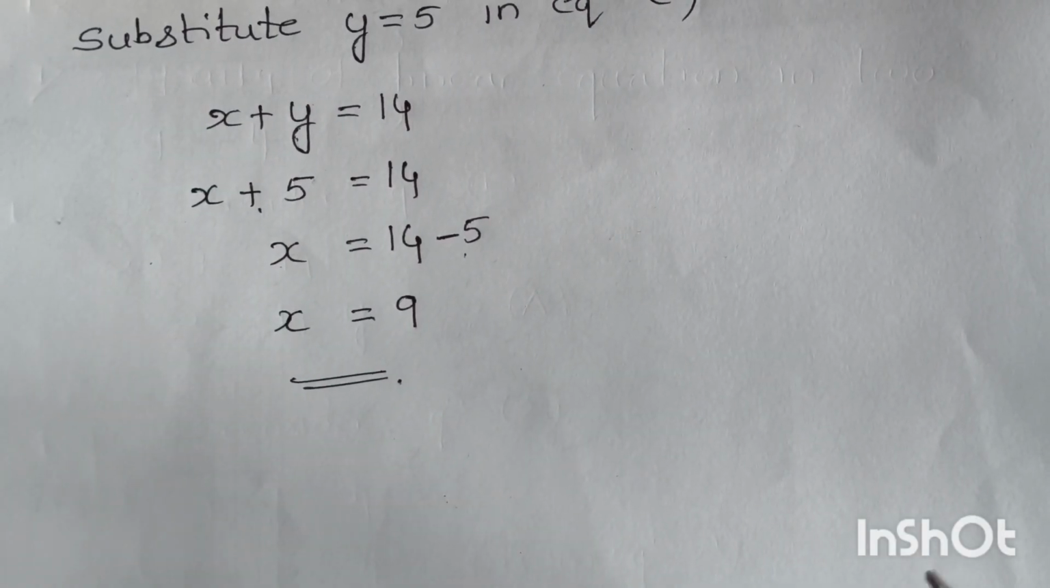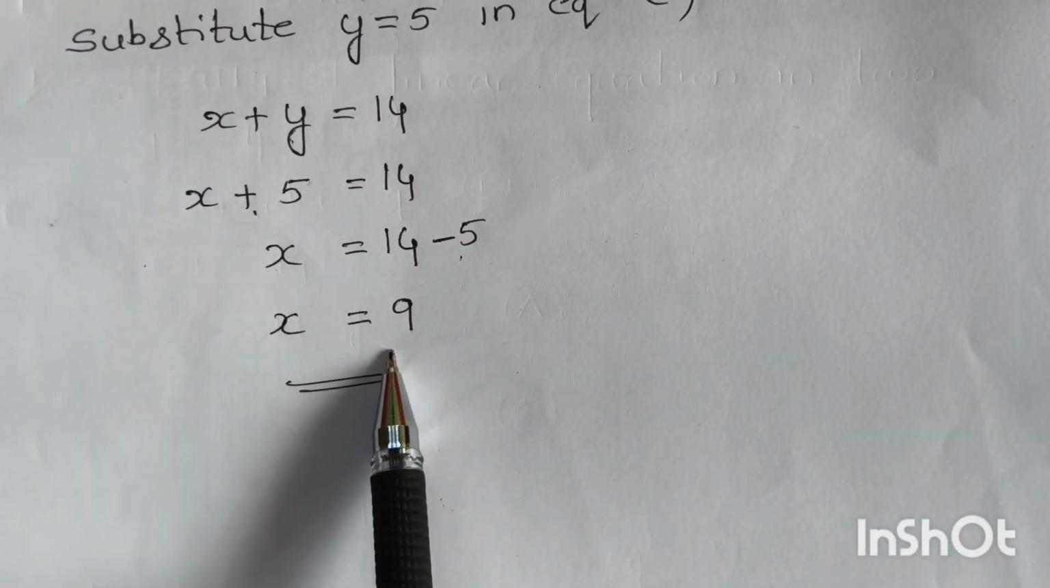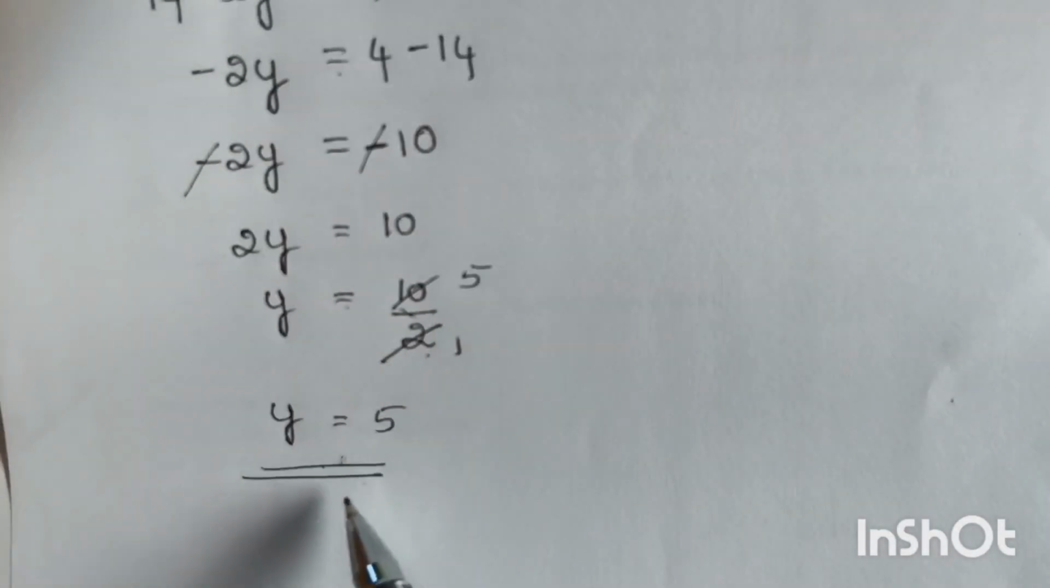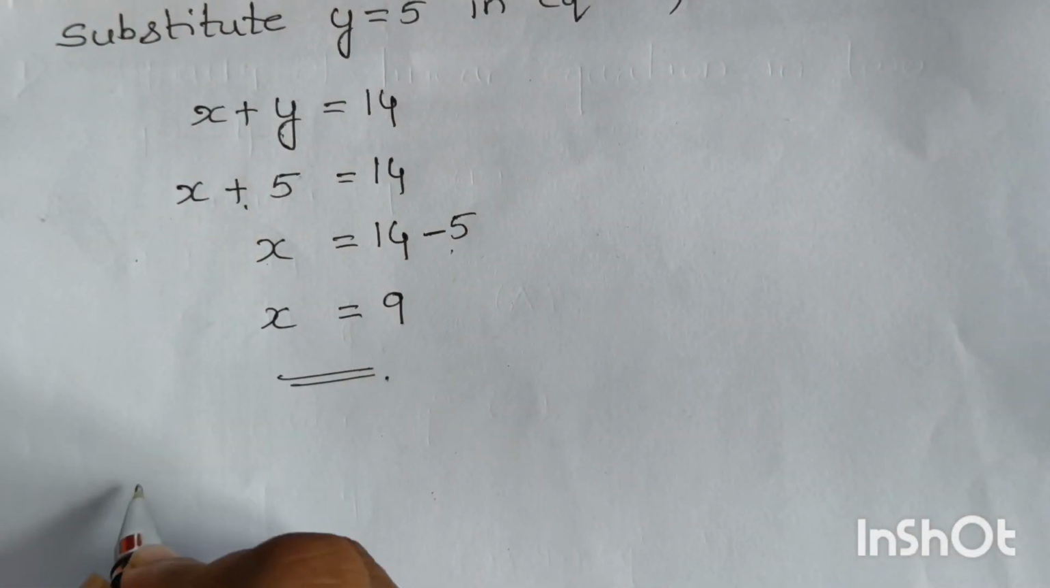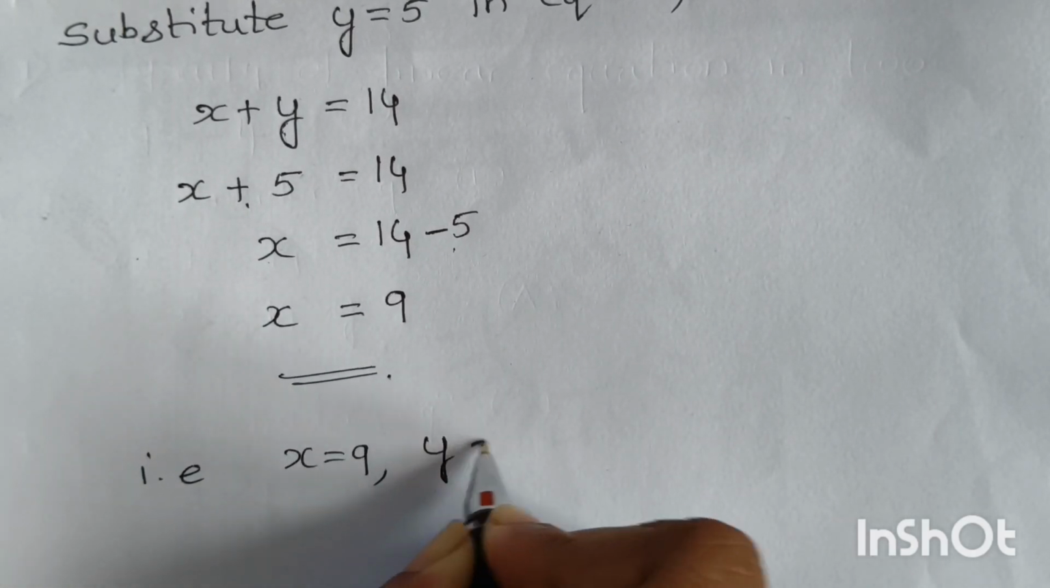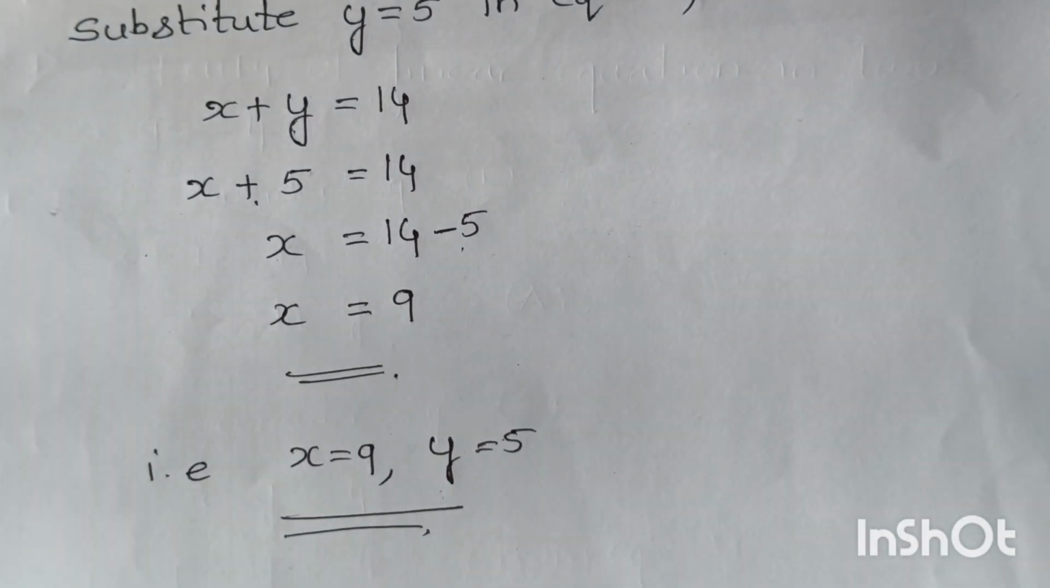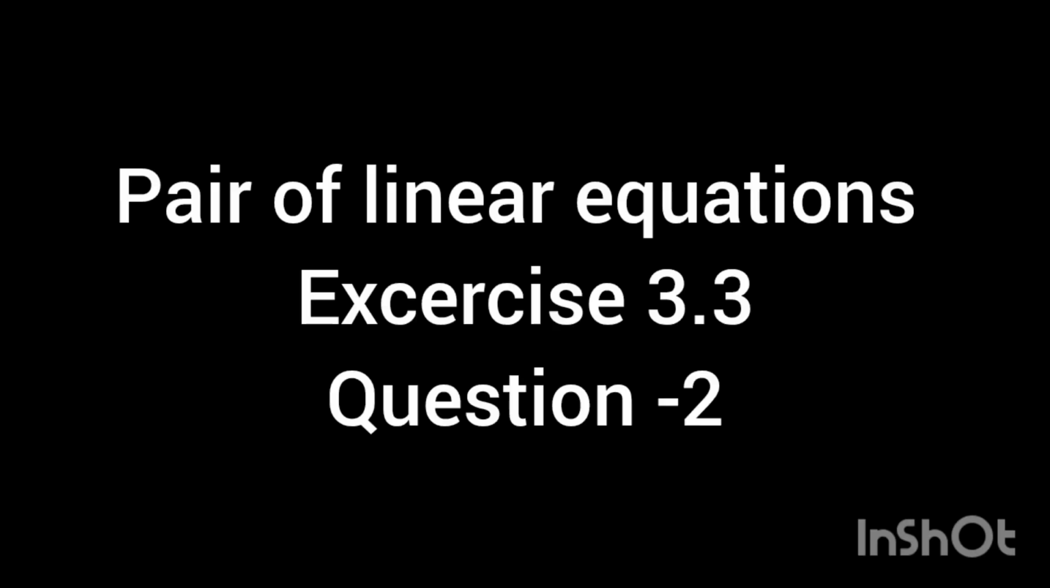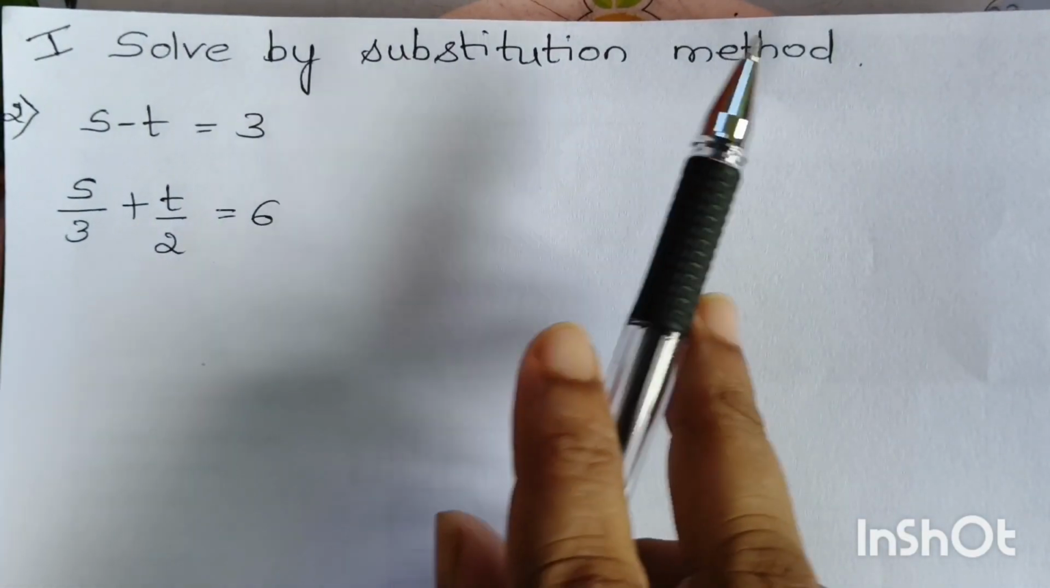Now by the substitution method, we have found the value of both x and y. That is, x is equal to 9 and y is equal to 5. Okay. Solved by the substitution method.